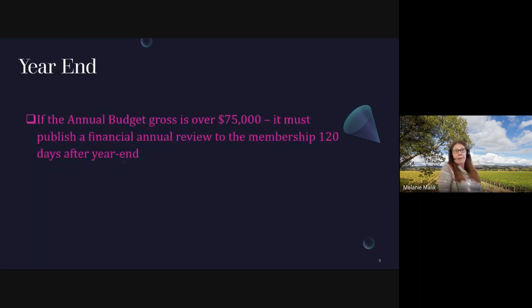Your year end. So we all know that if your association's gross income is over $75,000, it must publish a financial review to the membership within 120 days of your year end. You might have an association that generally doesn't get over $75,000, but maybe this year you did a 5% special assessment or had some other kind of revenue that put you over that $75,000, which would require the financial review to be completed. Some documents require audits to be done, but those aren't as regular or as often as a review. A review is pretty common for most associations.